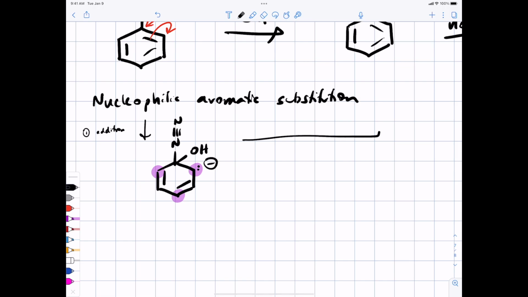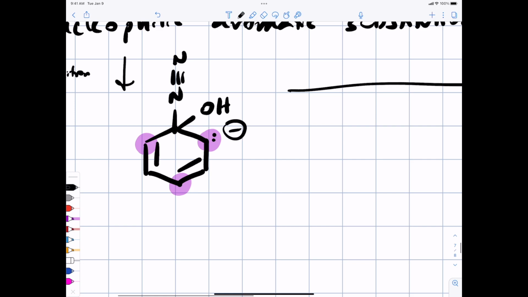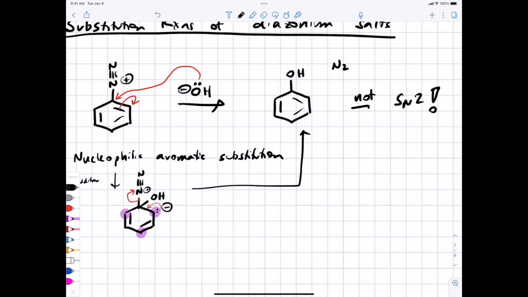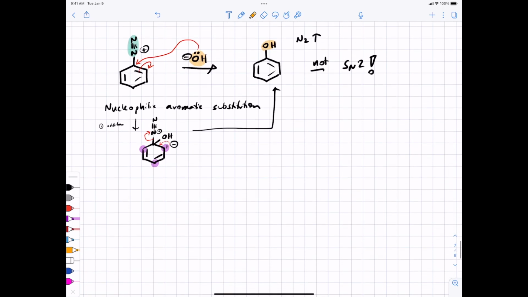However, we have destroyed aromaticity, but as with carbonyl chemistry, we can ask ourselves, do we have a good leaving group on the carbon that's tetrahedral? The answer is yes. Electrons kick down and kick off nitrogen. That restores aromaticity. You lose nitrogen as a gas, and you're left with your substitution product. So we replaced this nitrogen as a leaving group with this nucleophile. Okay, so that's the first time we've ever made phenol. Now you know how to do it.